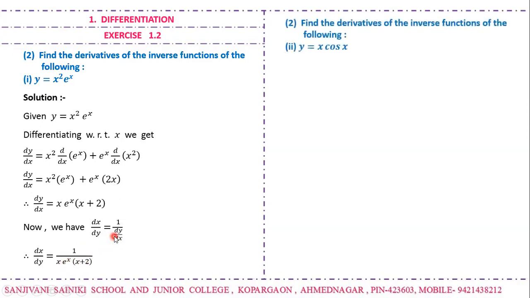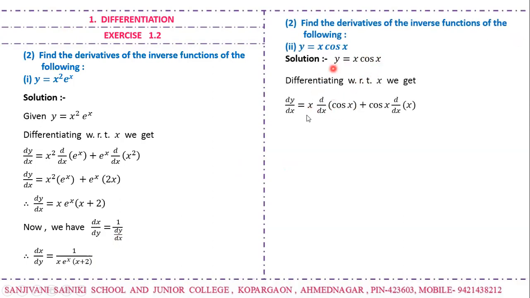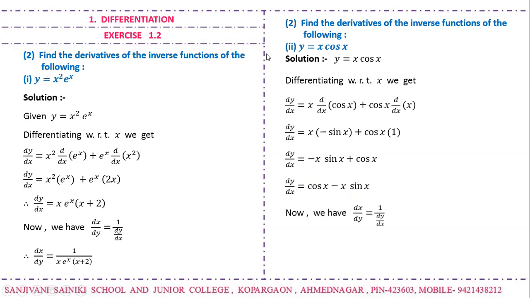and thus we obtain the derivative of the inverse function. Now here y is equal to x cos x. So differentiate with respect to x. dy by dx, again there is a product of two functions, first function as it is into derivative of the second function plus second function as it is into derivative of the first function. So derivative of cos x is minus sin x and derivative of x is 1. So minus x sin x plus cos x. So dy by dx is cos x minus x sin x. Using the formula dx by dy is equal to 1 upon dy by dx, put the derivative of y with respect to x in this formula. This is the derivative of the inverse function.